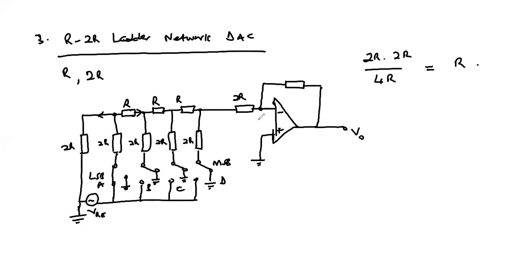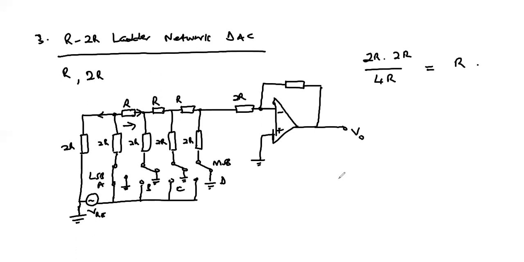Then the equivalent resistor R is in series with R. That means again the total resistance will be R plus R, which is 2R in parallel with this R. Again, 2R and 2R in parallel to give us R, R in series with R to give us 2R, 2R in parallel with 2R to give us R, and then in series with R. And therefore, from this point onwards, the resistance that we see is 2R.